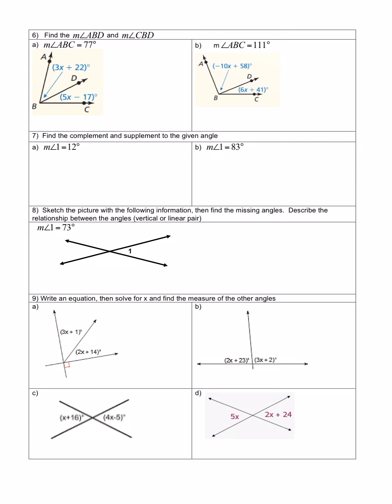All right, find the measure of ABD and CBD. Angle ABC is 77 degrees. ABC is the full angle. So this full angle equals 77 degrees. So this little angle plus this little angle equals the full thing. So I'm going to zoom in a little bit.